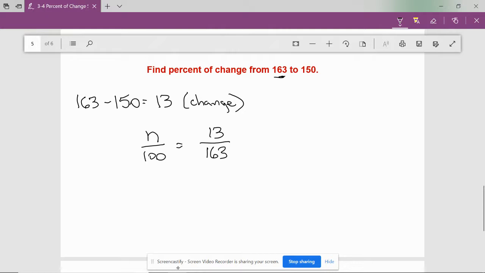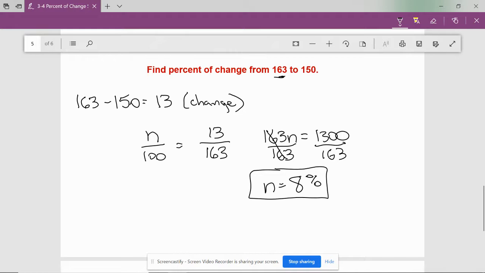When we work through this problem, we get 163n is equal to 1300, divided by 163, so they cancel out. n is going to be equal to 8%. So there's our answer. Not too bad, I don't think. Not too bad at all. Let's go through and do one more.